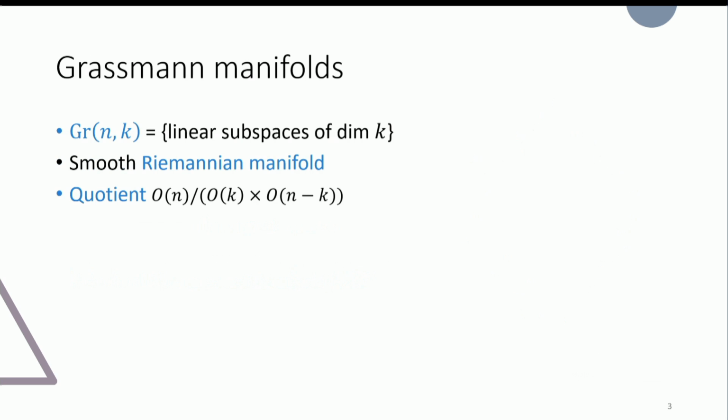And the right space for working with such subspace representations of data is what is called the Grassmann manifold, or Grassmannians. It is the space of all linear subspaces of a given dimension k embedded in a larger Euclidean space of dimension n. This is a smooth Riemannian manifold, so we have a lot of nice properties, and it also has a quotient space structure as a quotient of the orthogonal group, and I may detail that later when talking about flags.